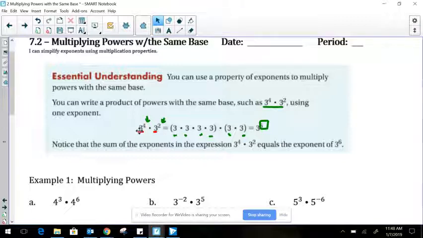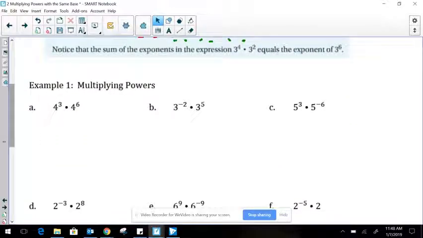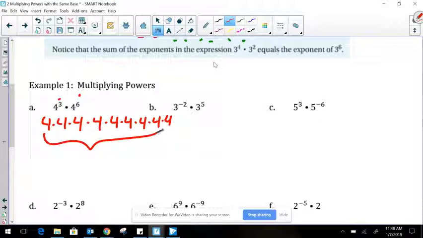Okay, so let me show you this in a few examples. I think that's the easiest way to see what's going on. So for the first row here, A through C, I'm going to show you the long way. Then after we get the hang of that, I'll show you a way to do it a little bit more quickly. Okay, so 4 to the 3rd. That means here that there's 3 4s, and then here that there's 6 more. 1, 2, 3, 4, 5, 6. Oh, geez, I'm running out of room. Okay, so now I'm going to count up how many total 4s are there. 9. Good. So my answer is 4 to the 9th.